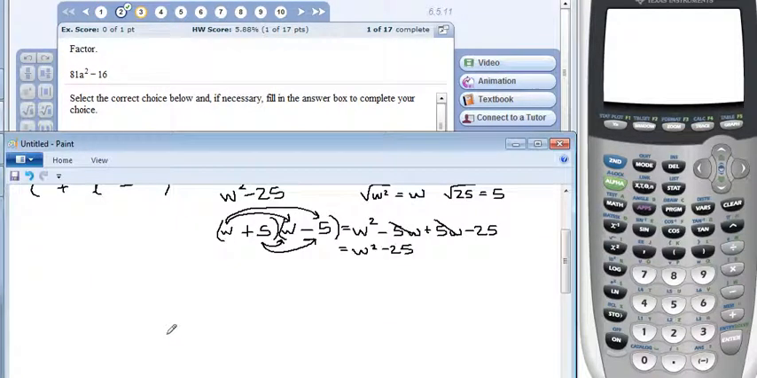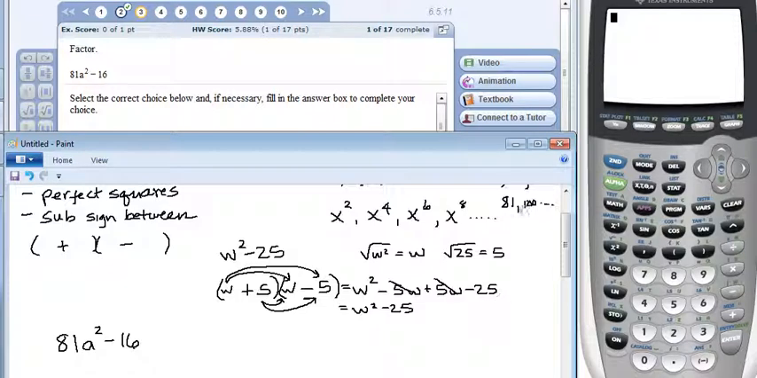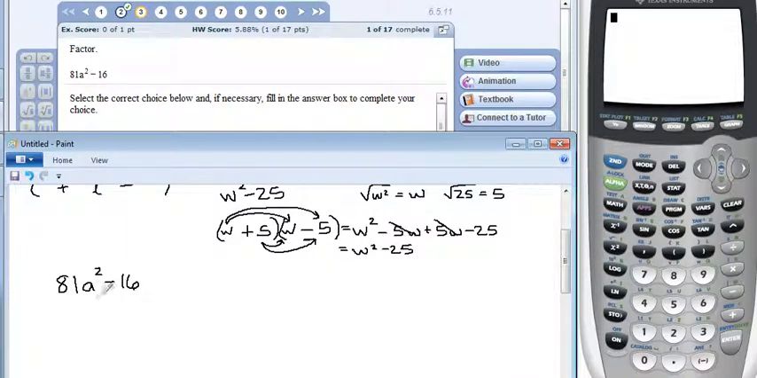Let's do one more. Does this one qualify? Well, let's check it out. Do I have two terms? Yep. Is every single piece, now I have 3 pieces here, are those all on my list? Well, I've got an 81, I've got a 16, and I've got an even powered variable. So that works. And I do have a subtraction between them.